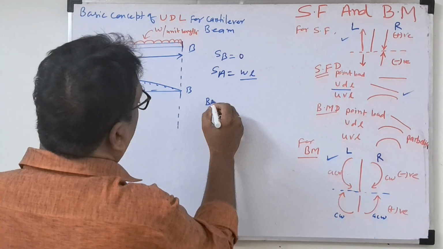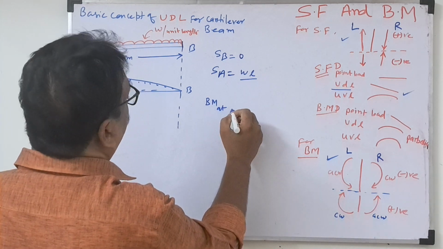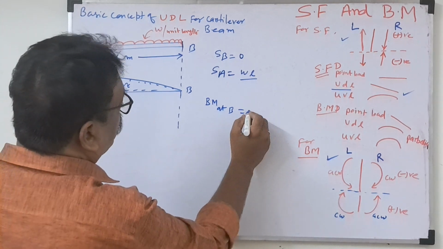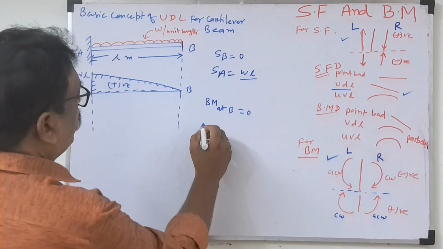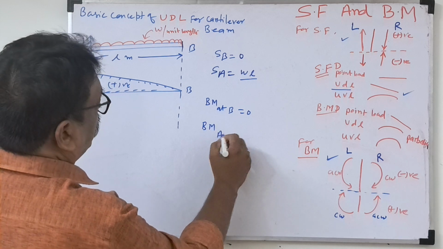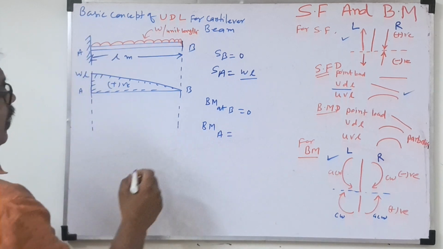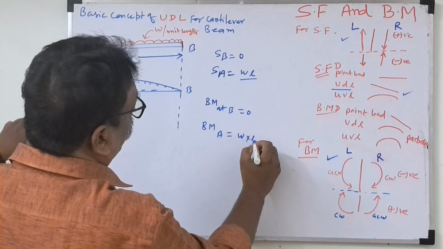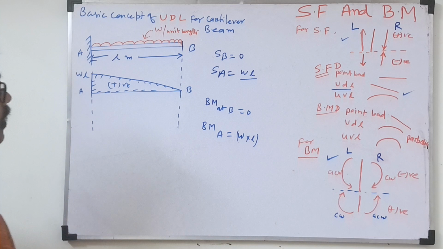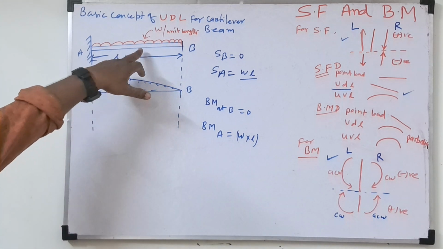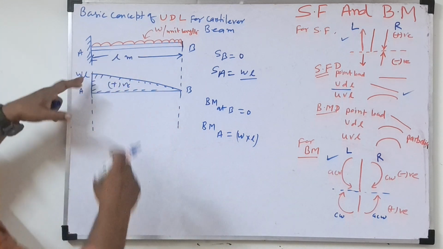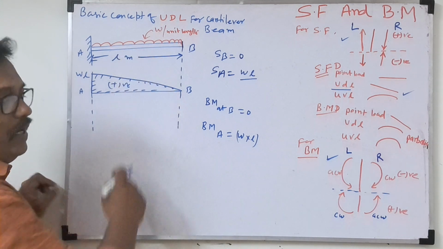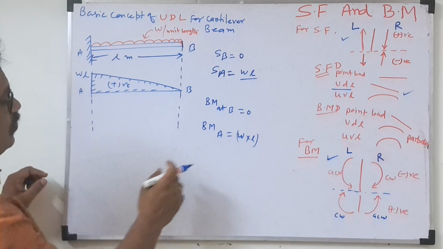So bending moment at point B: no load, so the bending moment at point B will be 0. Then what is the bending moment at point A? First we'll convert into load. What is W into L? It becomes the load. Then for UDL we have to multiply by half the length, because UDL is a rectangular load. Rectangular load means the middle point will be the center of gravity, so I have to multiply.